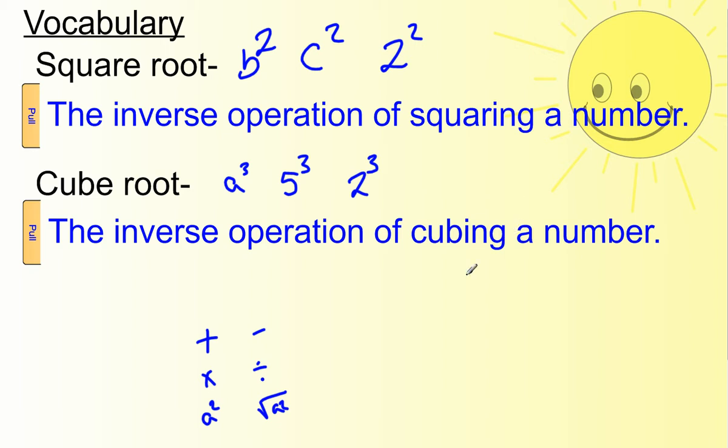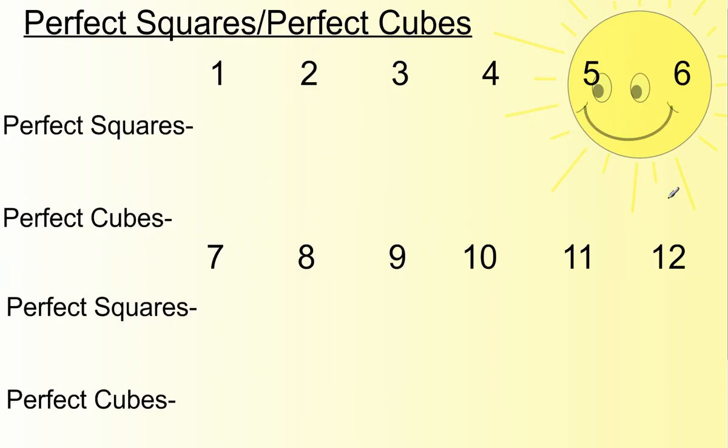Now, to do these problems throughout this lesson, it might be helpful if you have a nice handy little chart of some of the perfect squares and perfect cubes. So let's do that. So I have here numbers listed 1 through 12. You also have them on your note sheet. So let's start with perfect squares.